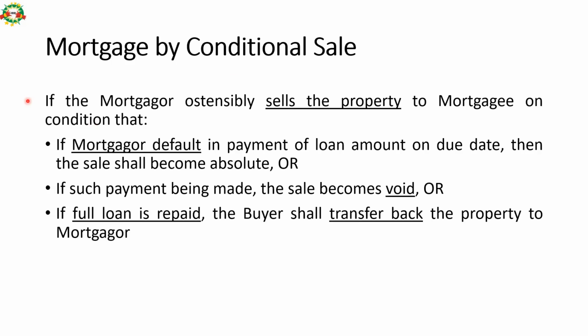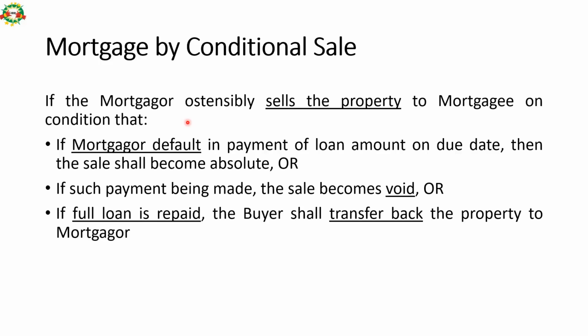Mortgage by conditional sale. Here the mortgagor ostensibly sells the property to the mortgagee on condition that if the mortgagor defaults in payment of the loan on the due date, then the sale shall become absolute. So basically here the mortgagor actually sells, a kind of fictitious sale is being done in the name of the mortgagee or the lender, and the mortgagor defaults. If the mortgagor doesn't pay the loan, then the mortgagee can sell the property and the sale becomes absolute. It's a conditional sale kind of thing.